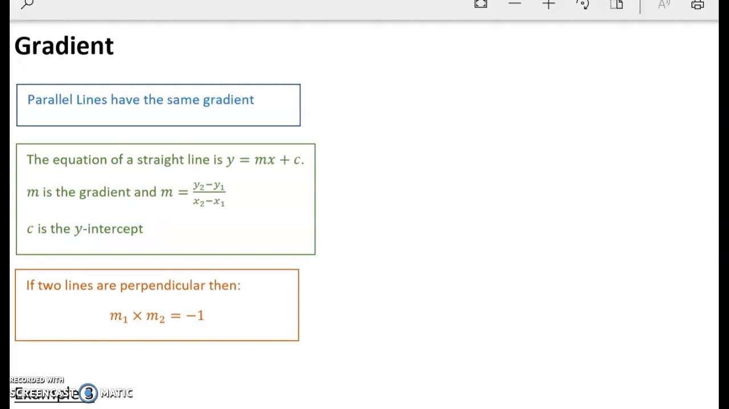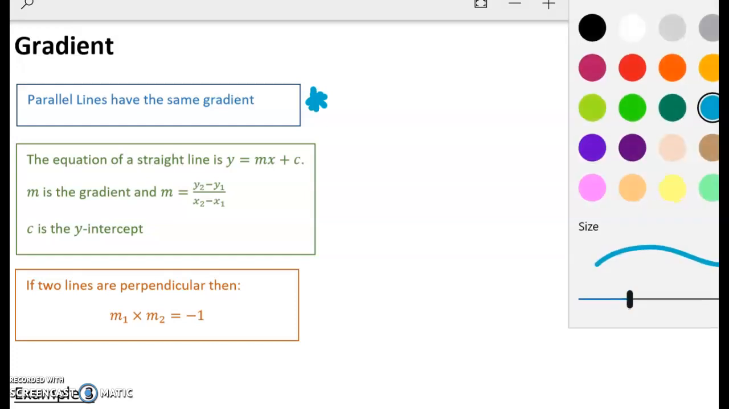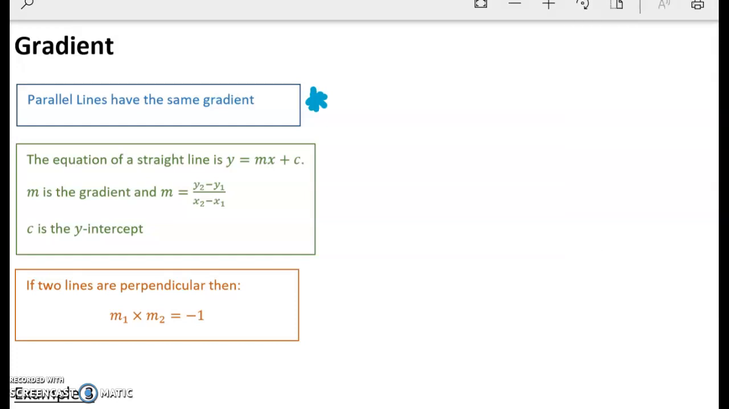So first of all, let's have a look. A couple of things that you should know already and should have a note on is this thing here. I've done this. That's a very fat cookie. About the fact that parallel lines have the same gradient. Now, that's something we've known since grade 9, and that's something that you've written a note on, so that should be fine.